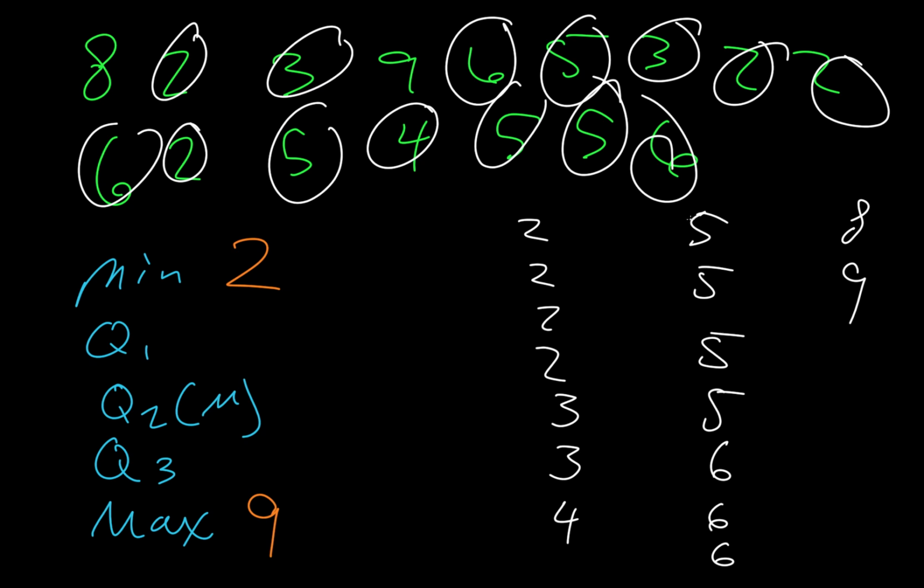So if we're trying to find the median, we have 1, 2, 3, 4, 5, 6, 7, 8, 9, 10, 11, 12, 13, 14, 15, 16. So it's going to be the first 8. Technically the median is in between those 2 5s, and it's a 5.